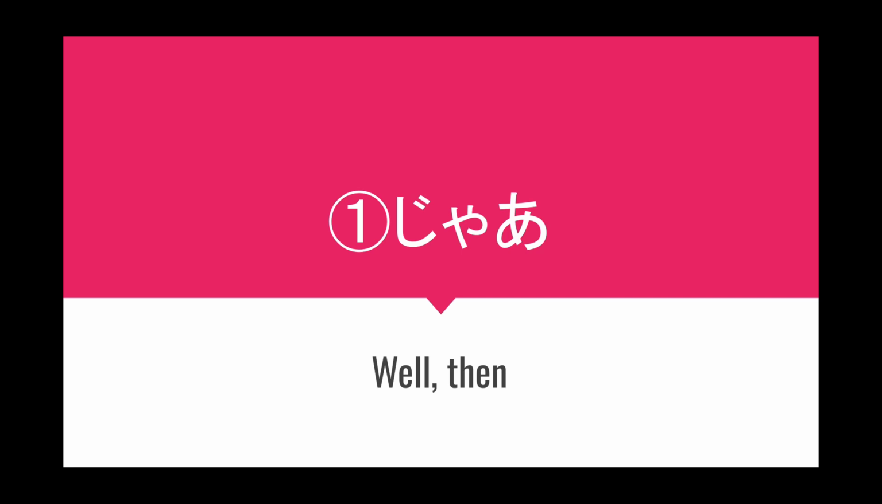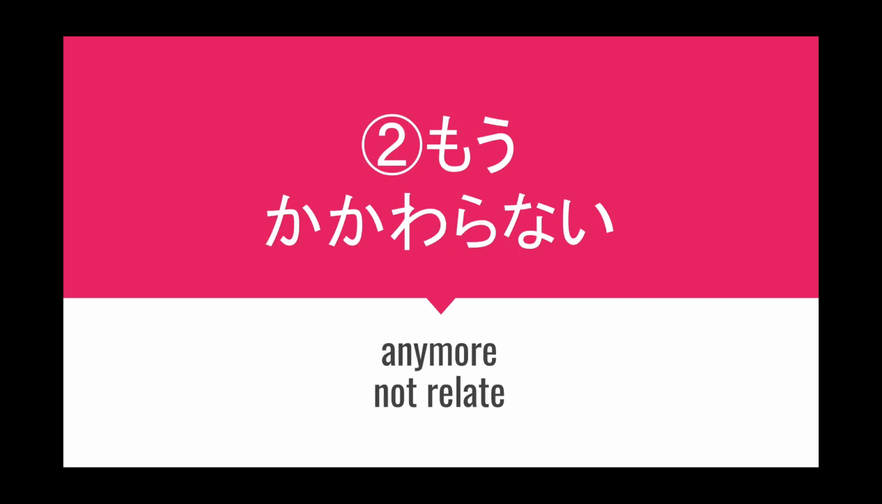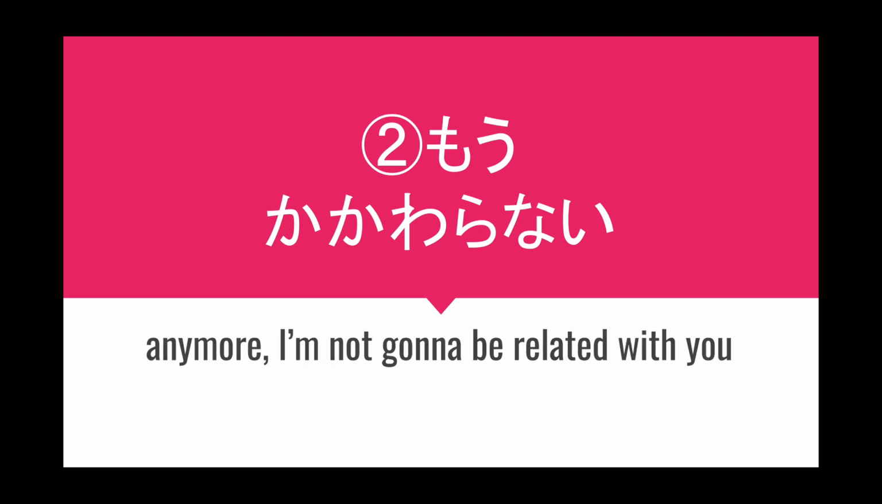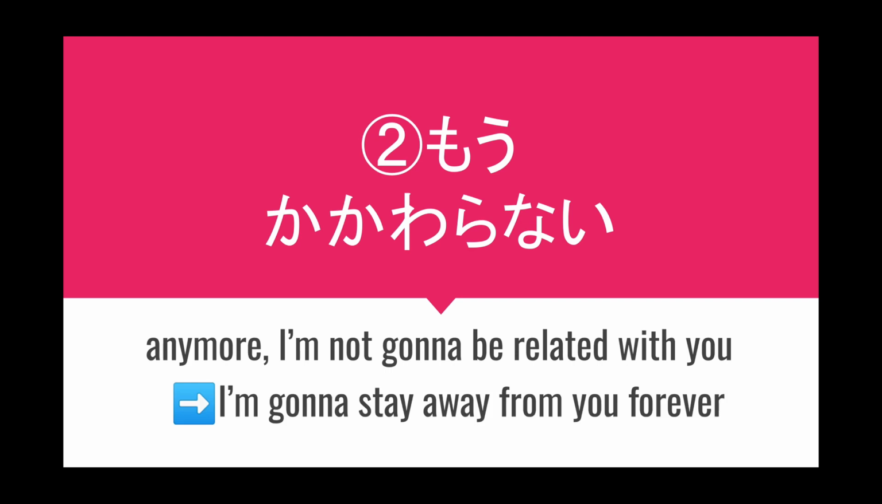Okay, so the first part means じゃあ. It's easy. Let's say like well or then. So the second part is もう関わらない. If I translate it directly, もう means like anymore, and then 関わらない means like not relate. Anymore, I'm not gonna be related with you. It's a literal translation, but I guess it's not a common phrase, so let me rephrase it in English, like I'm gonna stay away from you forever. It's kind of like that.